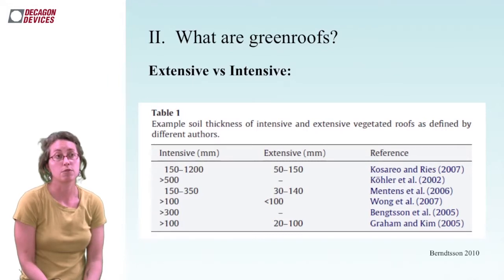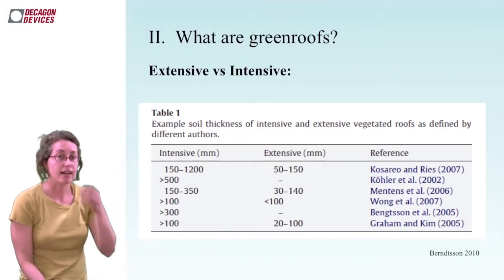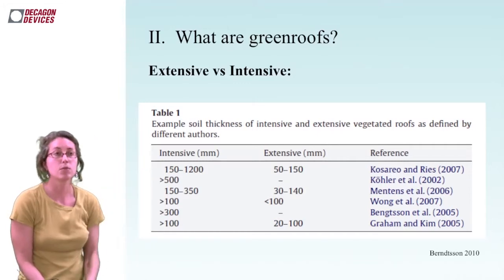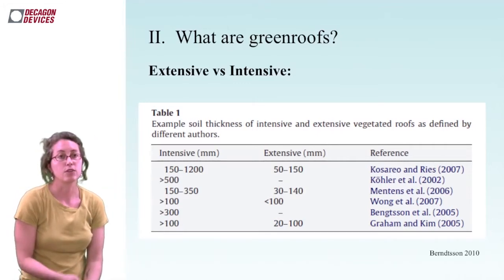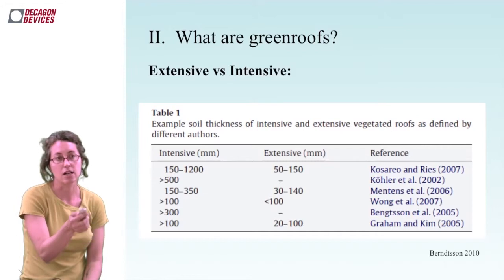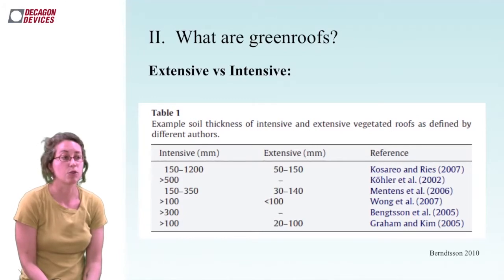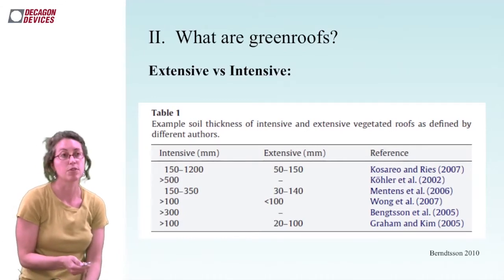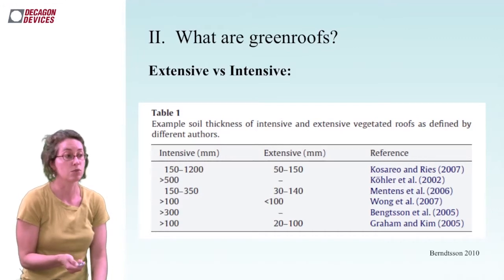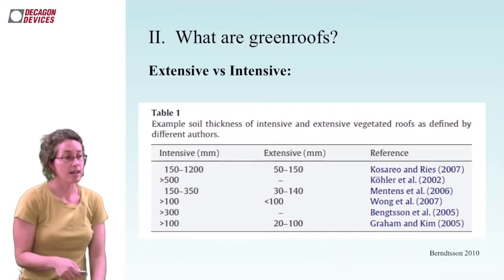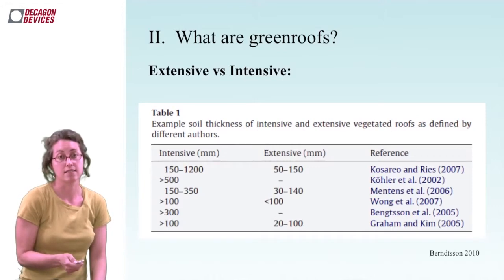Sometimes you'll hear people refer to either extensive or intensive green roofs, and that has to do with the thickness of the roof. And you can see there's a bunch of different cutoff points that are described, but basically if you think of a green roof as being less than 4 inches, then you might want to call it extensive. And if it's a little bit more than that, then we start thinking of those roofs as intensive. I work primarily with the extensive types of green roofs.